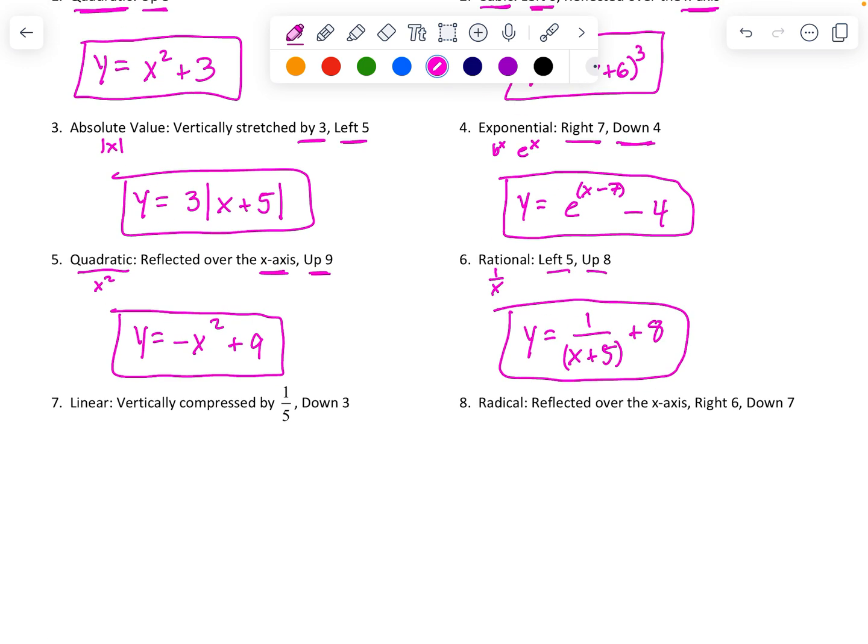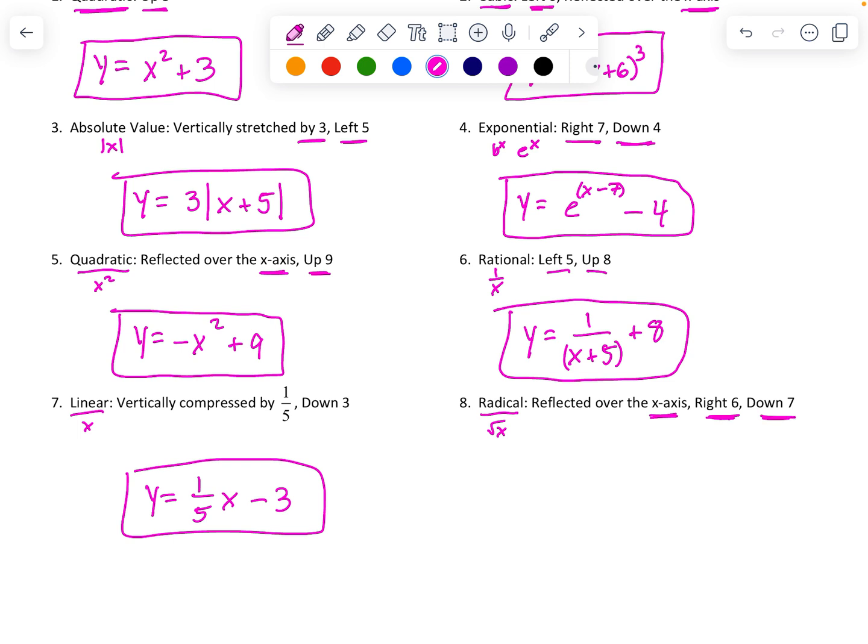All right, 2 more. So linear, so that's just an x, vertically compressed by 1/5, down 3. Okay, so vertical compression of 1/5, we've got 1/5 x, and then down 3. And finally, a radical, so square root of x, reflected over the x-axis, so that negative, right 6, down 7.